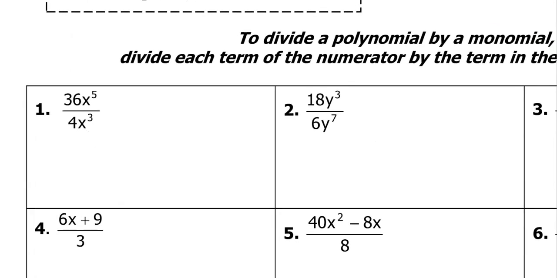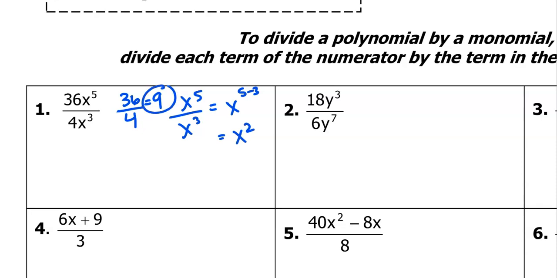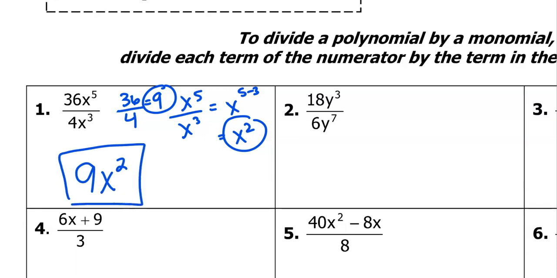So let's start off with 36x to the 5th over 4x cubed. I like to split them up into like terms. I have my coefficients, 36 over 4, and I have my variables, x to the 5th over x cubed. Does 36 over 4 simplify? Just 9, right? That's nice. How about x to the 5th over x to the 3rd? If we subtract them, we get x to the power of 2. So my 2 pieces, 9x squared, that is our simplified answer.